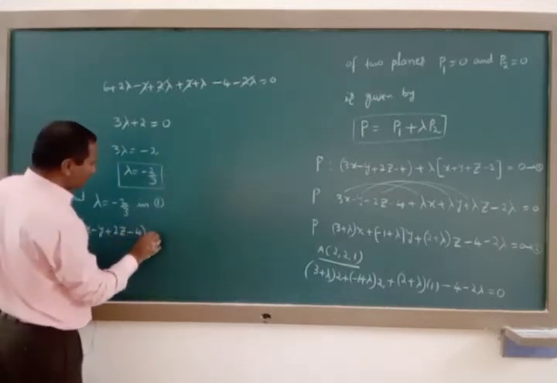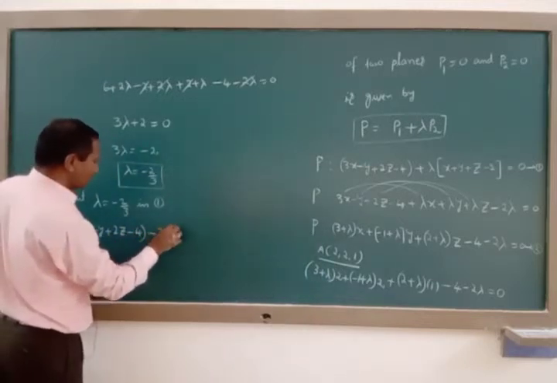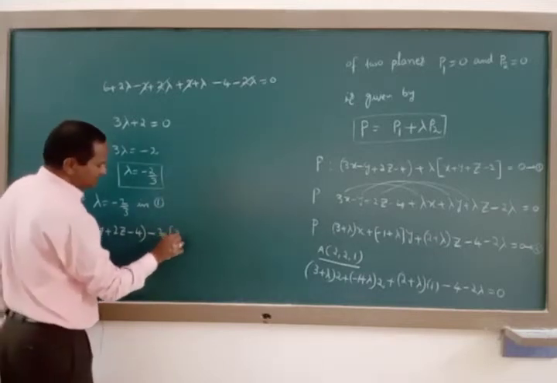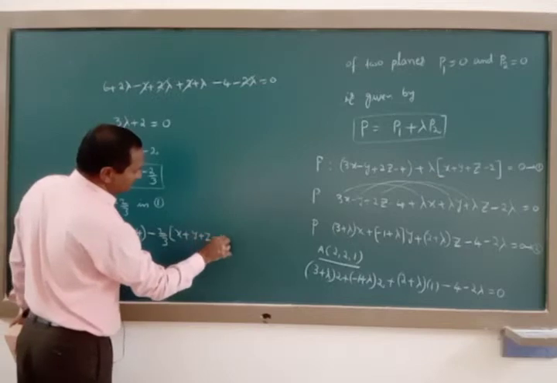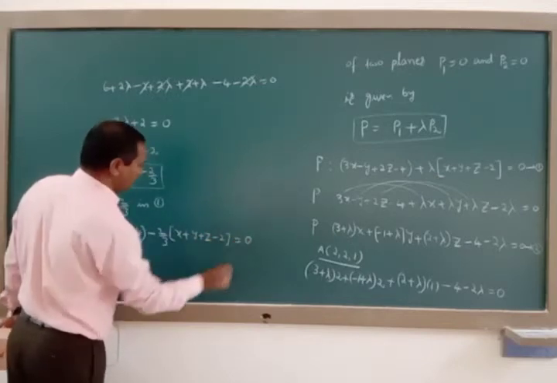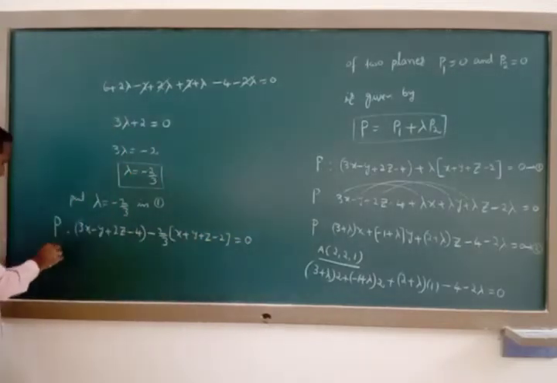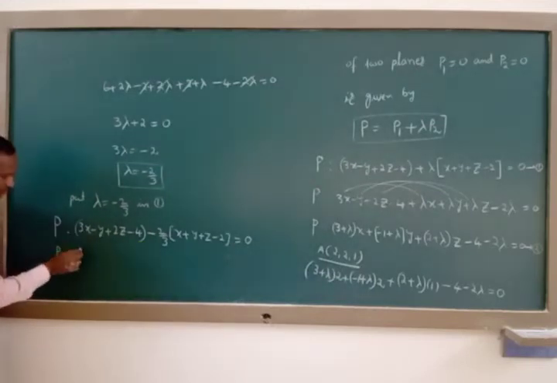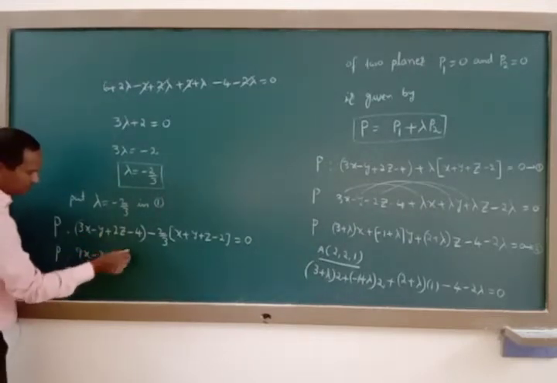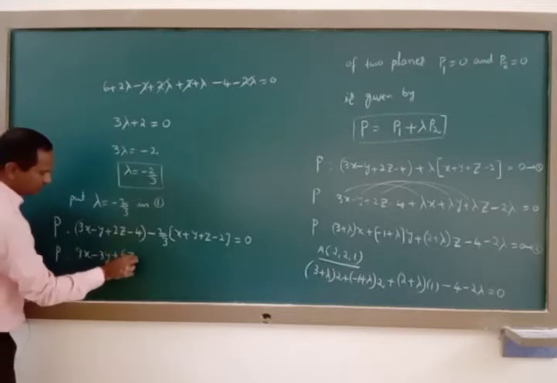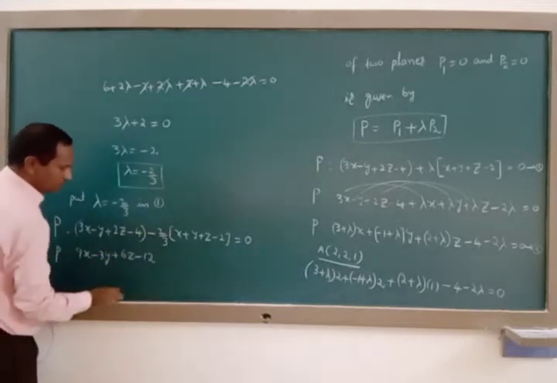Lambda value we got is minus 2 by 3, into x plus y plus z minus 2 is equal to 0. That is P. Taking cross multiplication, 3 into 3 is 9x, 3 into minus y is minus 3y, and plus 3 into 2 is 6z, 3 into minus 4 is minus 12.